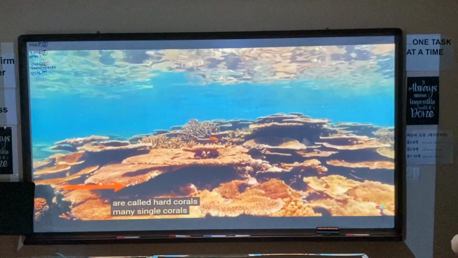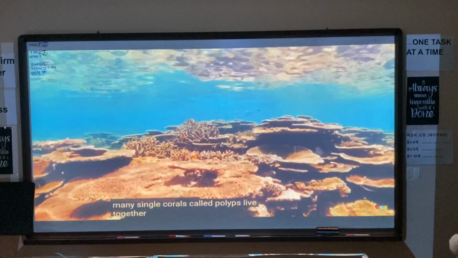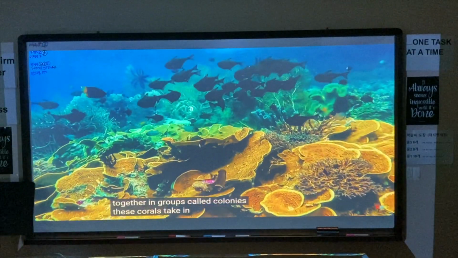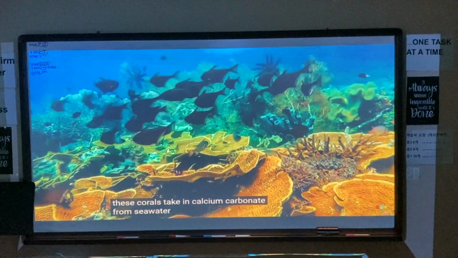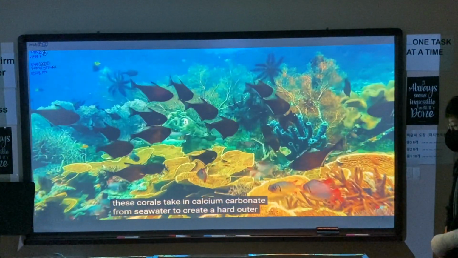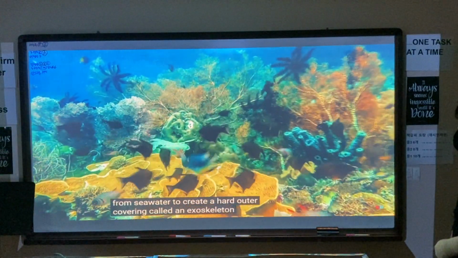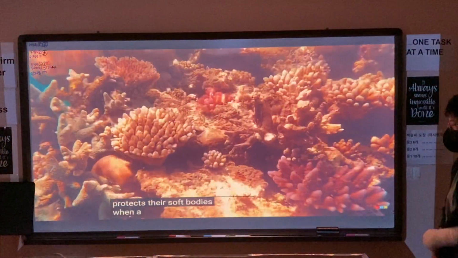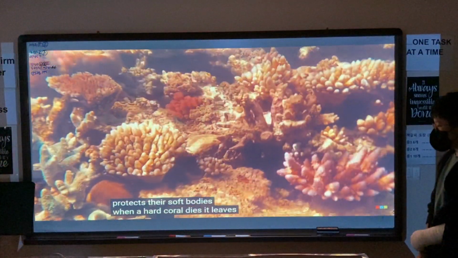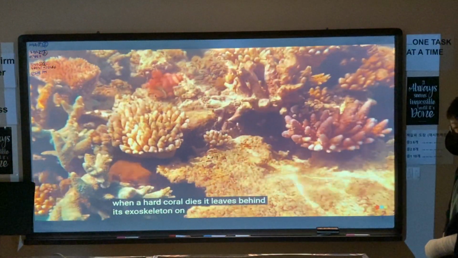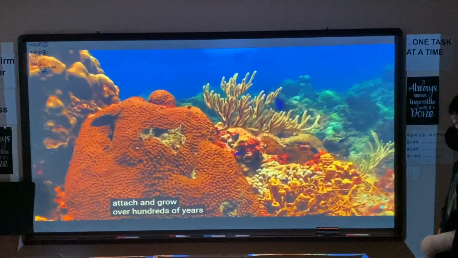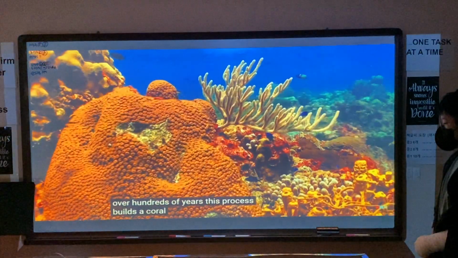Many single corals, called polyps, live together in groups called colonies. These corals take in calcium carbonate from seawater to create a hard outer covering called an exoskeleton that protects their soft bodies. When a hard coral dies, it leaves behind its exoskeleton on which new corals will attach and grow. Over hundreds of years, this process builds a coral reef.